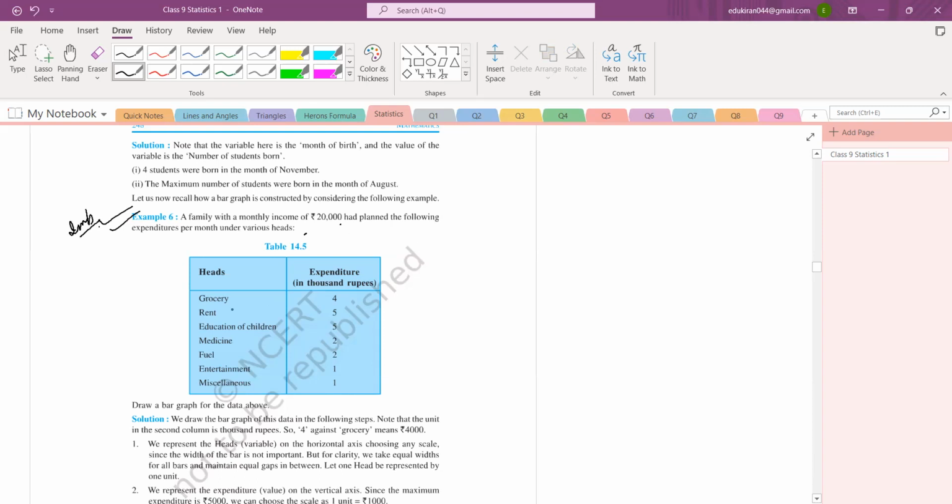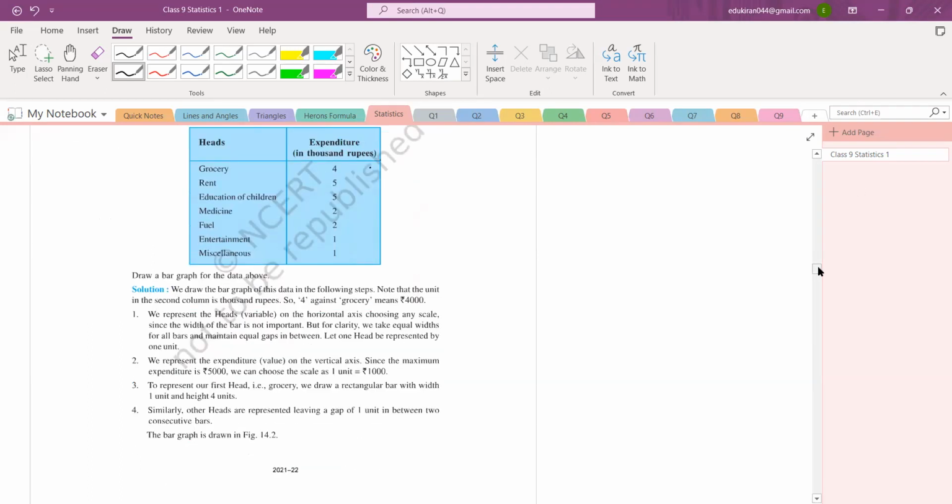Now, what is it saying? So heads mean the headings you are going to give. So you put one grocery, then you have to pay your rent, education of children, etc. So expenditure, like how 1,000 rupees you have spent. So on grocery, you have spent 4,000 rupees, on rent 5,000, and like that. So it's a table. Now draw a bar graph for the data above. Now what you have to do is solution. Let's see the solution. We draw the bar graph of this data in the following steps. Note that the unit in the second column is 1,000 rupees.